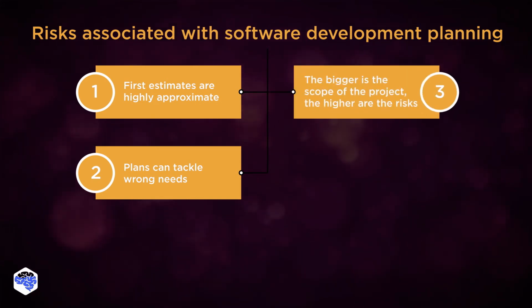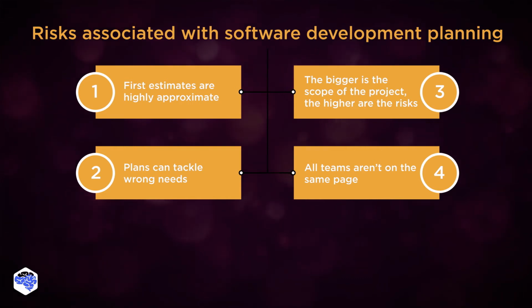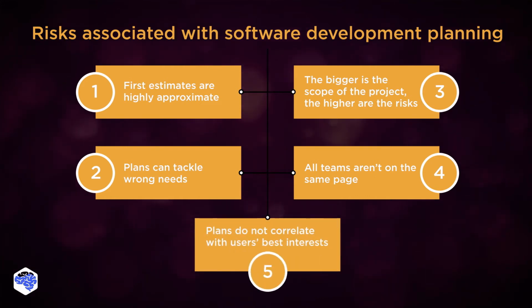Plans can tackle wrong needs. It's necessary to rewrite a software development plan and make sure it always suits the latest project needs. Plans do not correlate with users' best interests. Defining your target audience and talking to potential clients is the key stage of successful software development planning. All teams aren't on the same page. If you have external teams, make sure you include them in the process of planning.